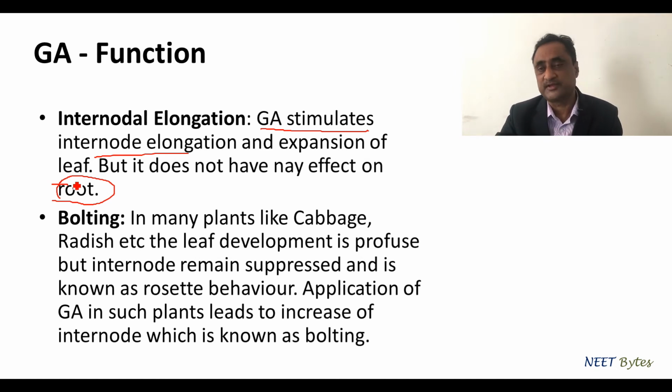Let's try to understand what exactly bolting is. There are many plants with very profuse growth of leaves, but the internodes are shortened. Take the example of cabbage. In cabbage, there is a large leafy structure, but the internodes are suppressed. But if we use gibberellin in those plants, what happens? There is an elongation of the internodes, okay, and when the internodes get elongated, this phenomenon is called bolting. So that is one of the important characters of GA, okay.